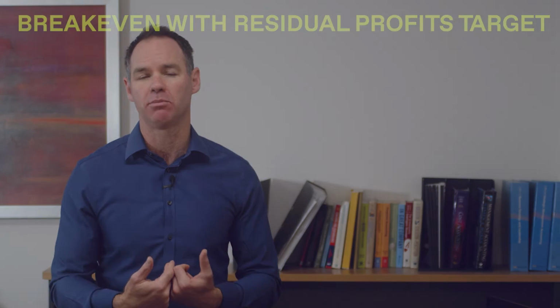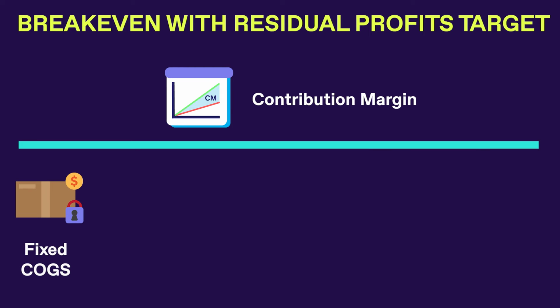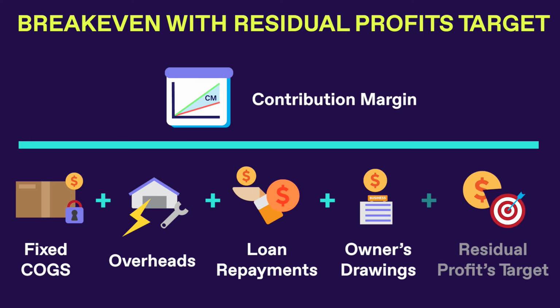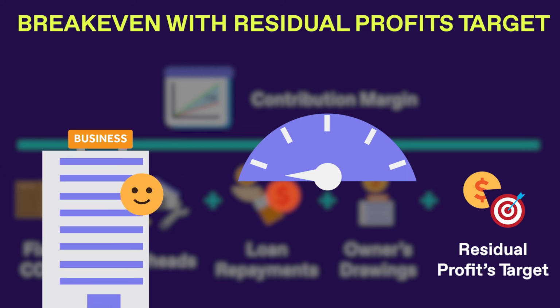Therefore, the calculation becomes contribution margin divided by fixed cost of goods sold plus overhead plus loan repayments plus owner's drawings plus residual profits target. And I'm at pains to say that residual profits target is a bare minimum target. It's not ultimately where you want to be, but it's the minimum number you need to achieve to satisfy yourself that the business is going in the right direction.